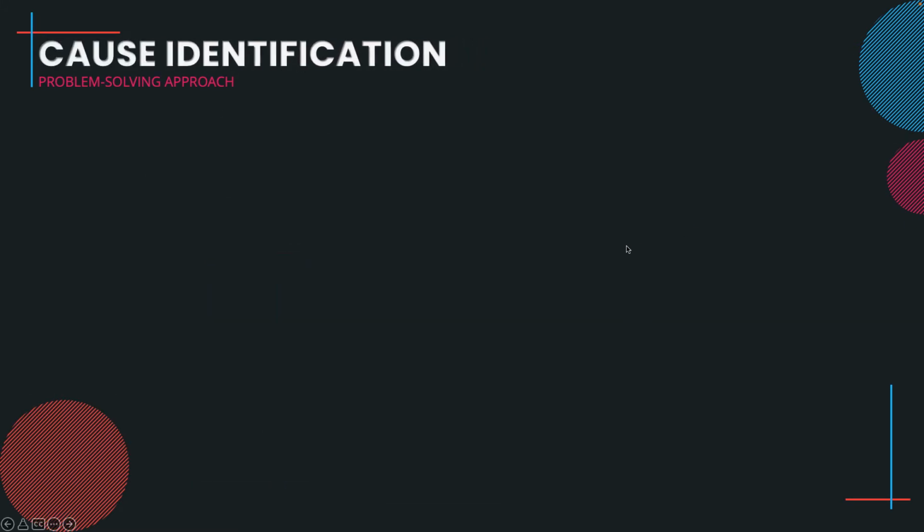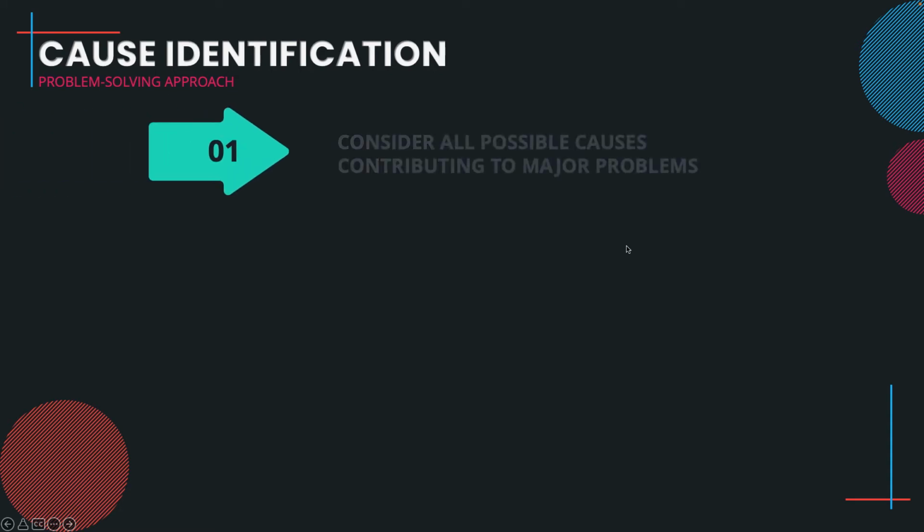So then next, you're going to identify the underlying impairments. So you're going to consider all the possible causes that could be contributing to a major issue at a phase of gait.